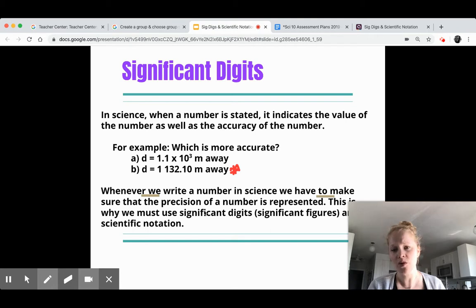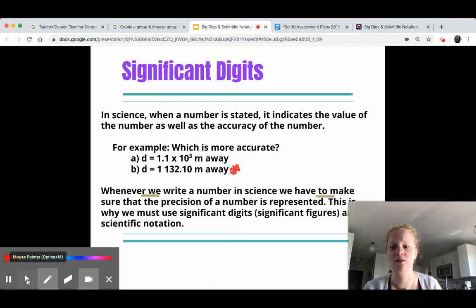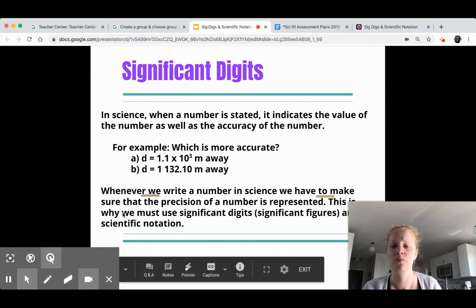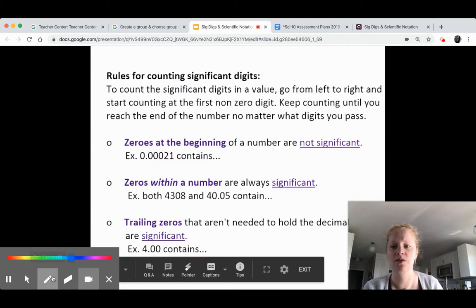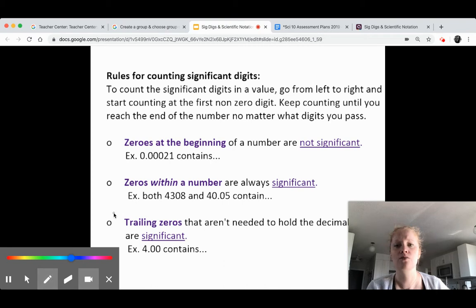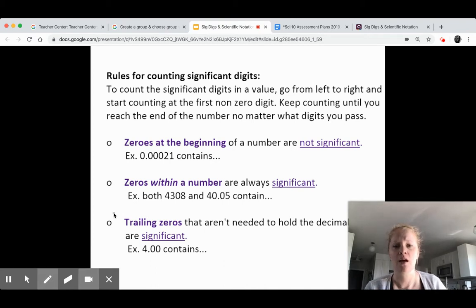So what we're going to do is look at the questions we're given and decide on the precision of the number that's actually being represented. And then we use significant digits and scientific notation to indicate that. So this is something that I would have you write down if I had you in class. These are our rules for counting. I wouldn't necessarily write down the first part, I'm just going to explain it.